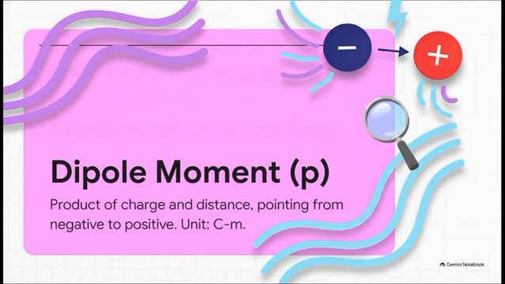Let's look at the specific definition of the electric dipole moment, or P. It is a system of 2 equal and opposite charges separated by a very small distance denoted as 2a. The magnitude is simply the charge q times that distance 2a. But pay super close attention here. It is a vector and it strictly points from the negative charge to the positive charge. Also, its SI unit is coulomb meters.